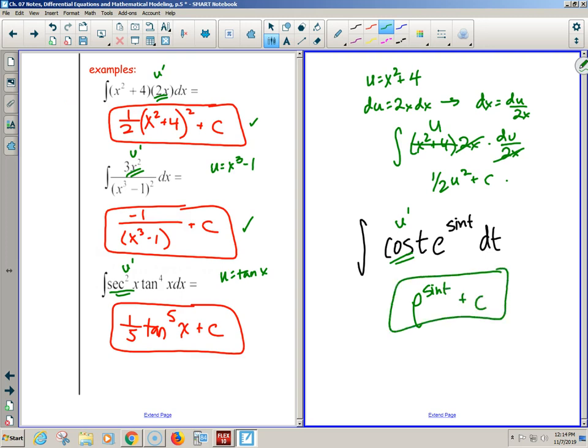Do you have to think like me? No. But can some of you? I'm pretty sure e always has a u. ln always has a u. Inverse trig? Oh, you don't know how to do that yet. Always has a u. Anyway.